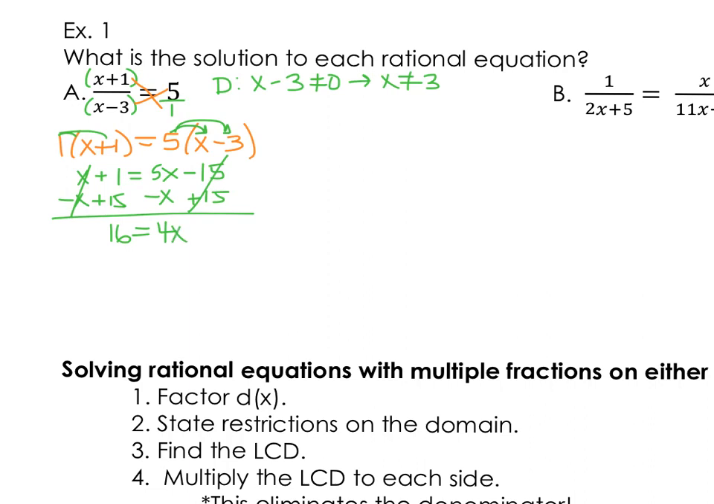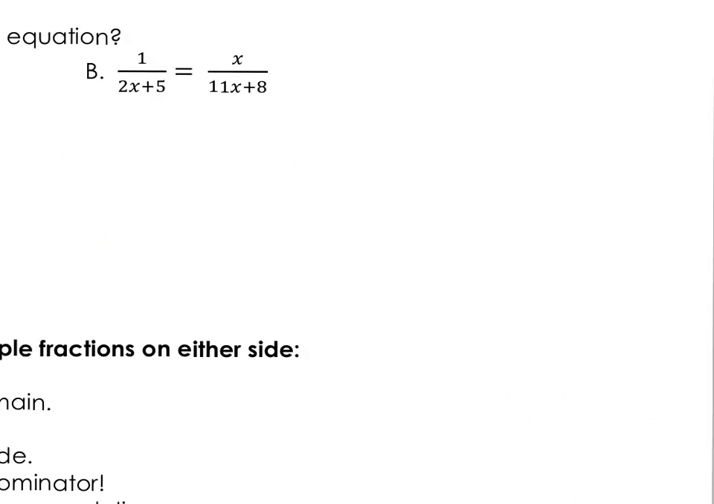To get x by itself, we'll simply divide both sides by 4. 16 divided by 4 is 4. So that's our solution for x. Notice that's not in the restriction, so it's not extraneous. It's a valid option. And that's all you have to do to check for extraneous, is just make sure it isn't one of your restrictions.